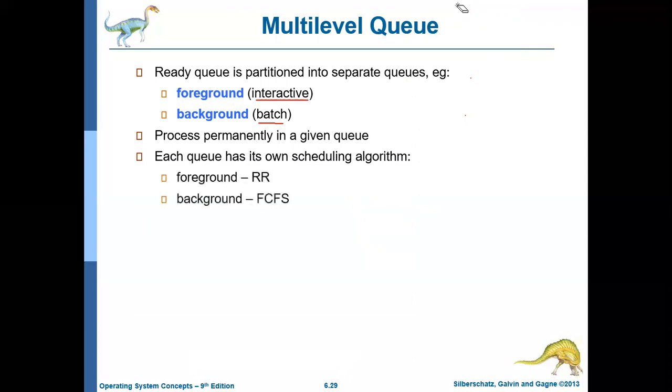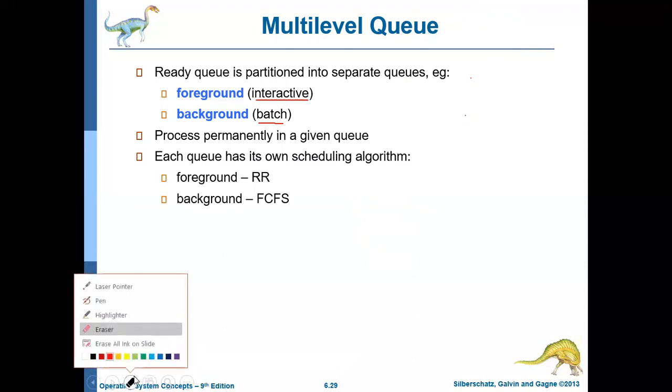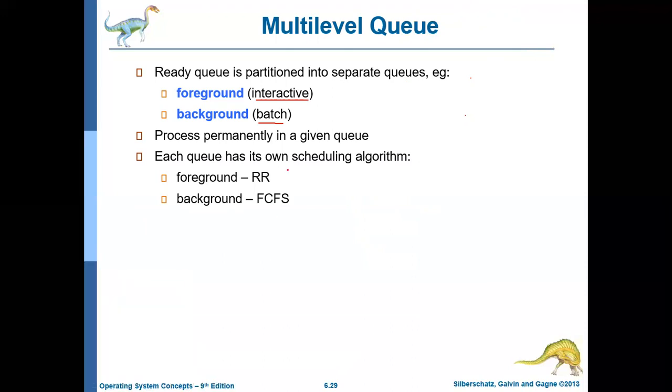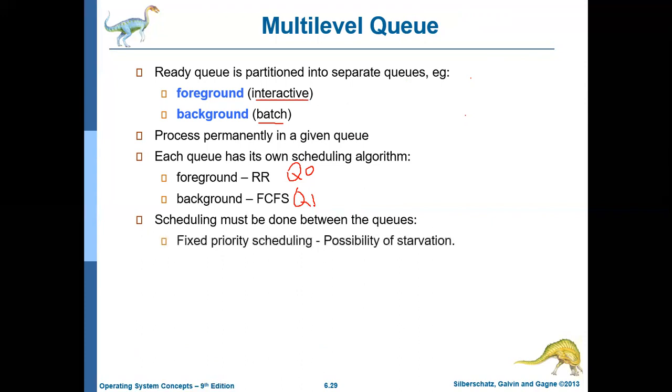Maybe the foreground process may follow the round robin scheduling algorithm, that is, the processes kept in queue naught. And the background processes kept in Q1 may follow the FCFS scheduling algorithm. Also, scheduling must be done between the queues. Scheduling between the queues can be of two types: either you can follow fixed priority scheduling, or you may use time slice.